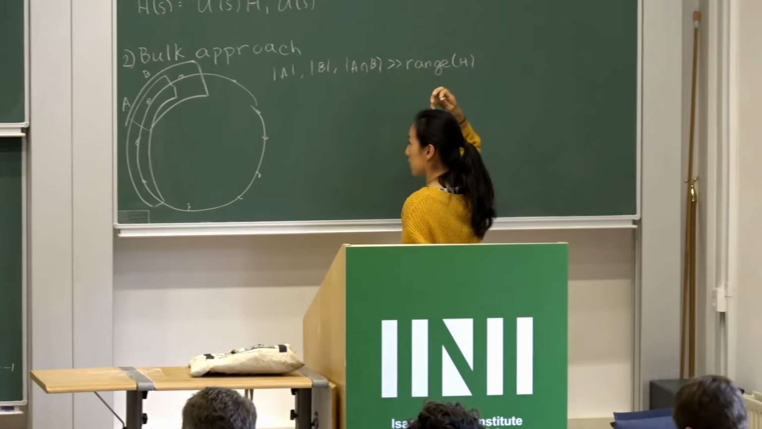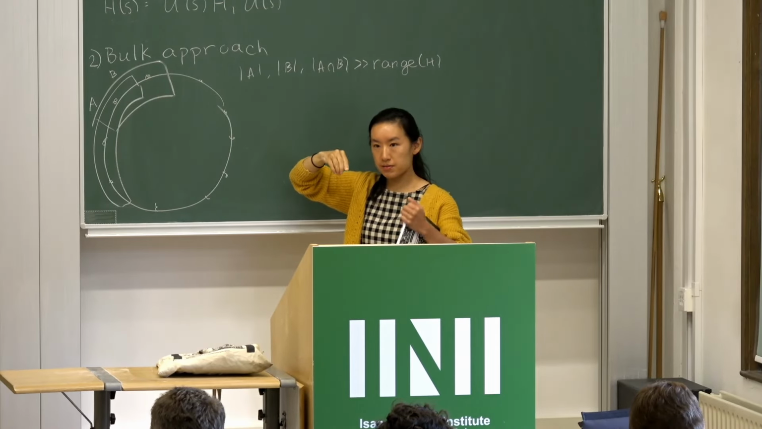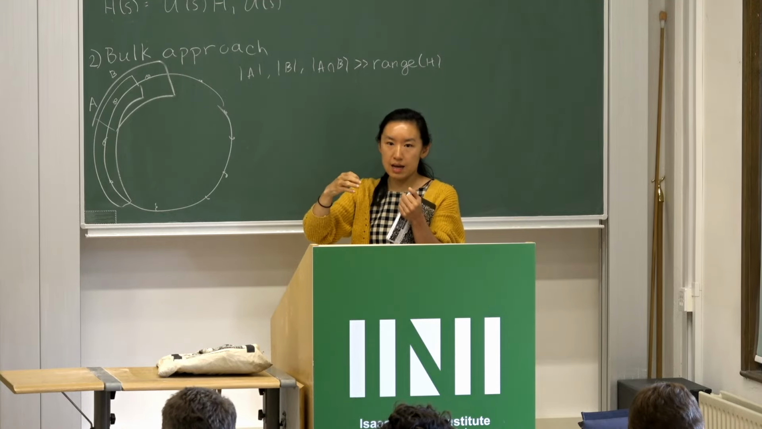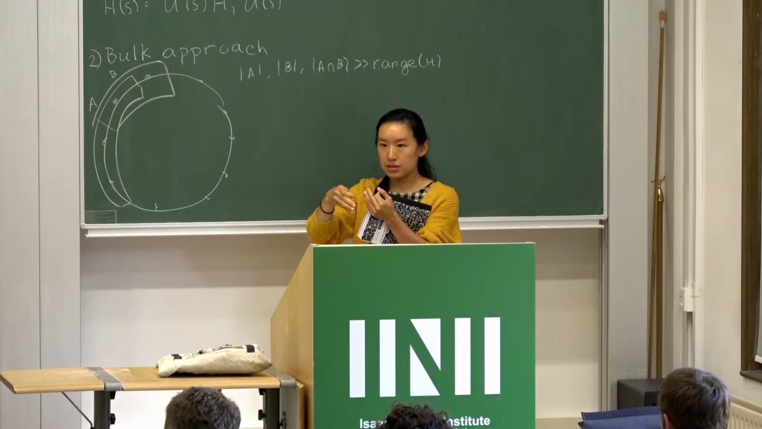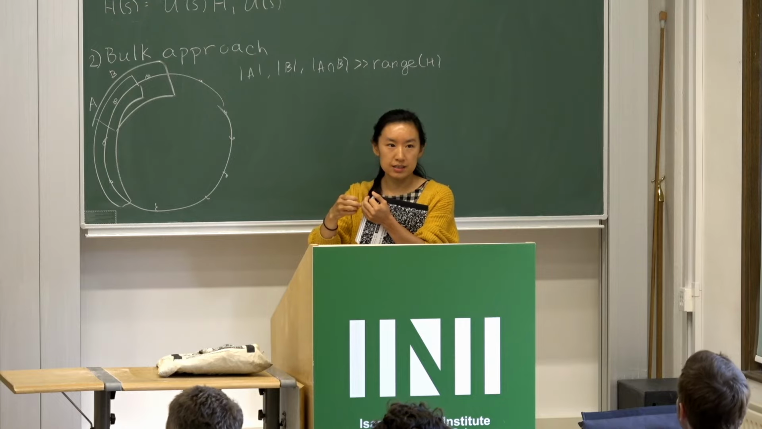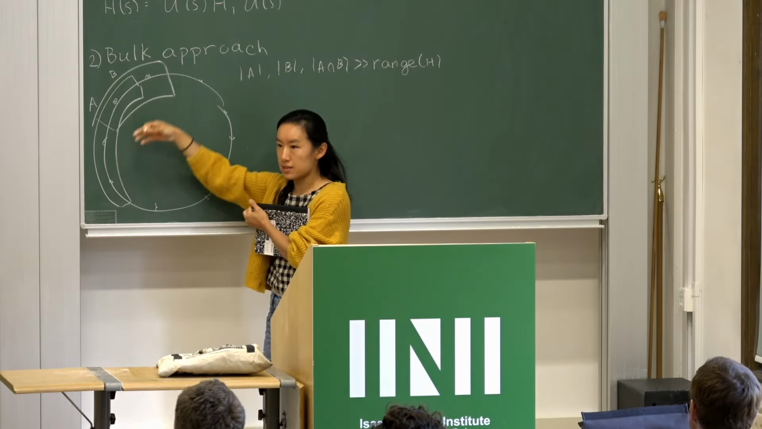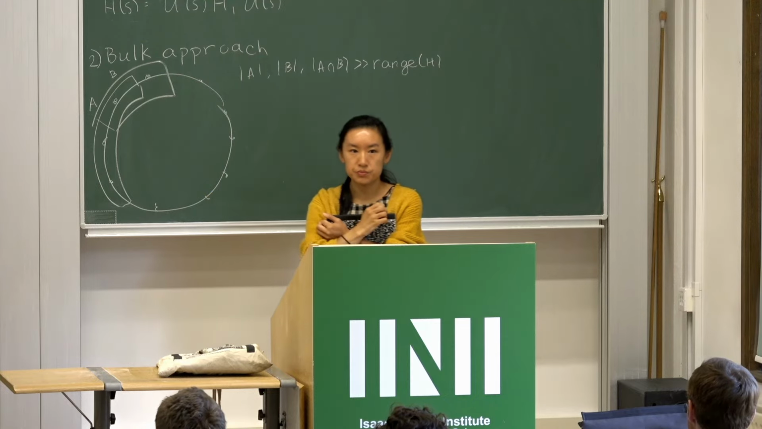By range of Hamiltonian, I just mean the Hamiltonian consists of a bunch of local terms, and all these local terms act on intervals that are no longer than some range R. So I want these regions to be much larger than the size of the local Hamiltonian terms.